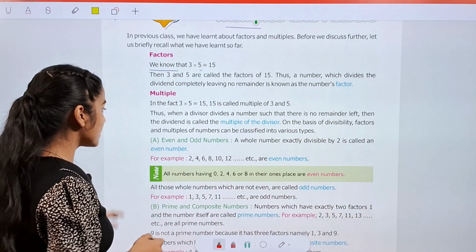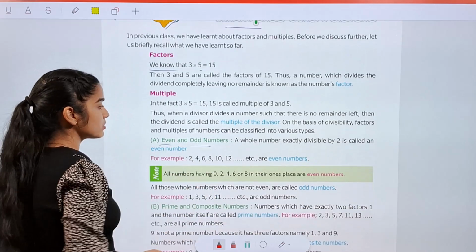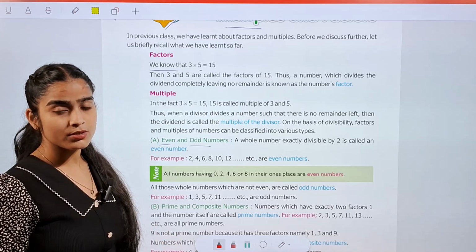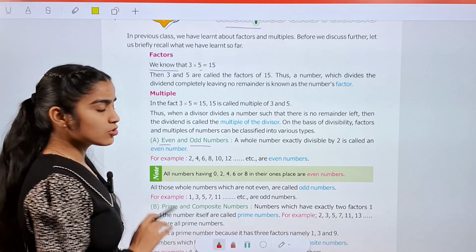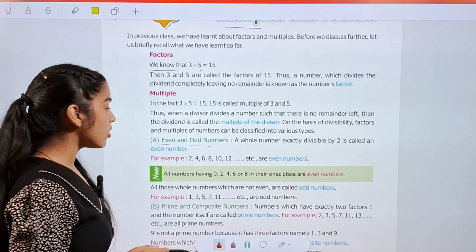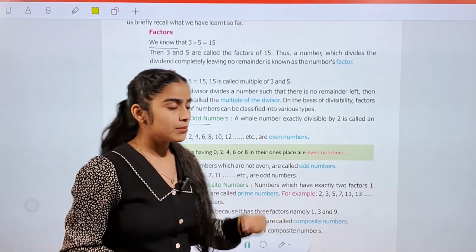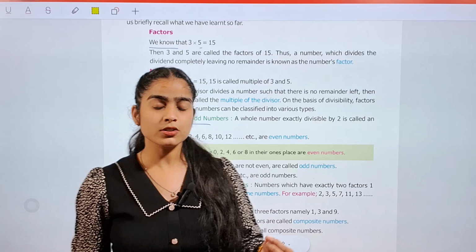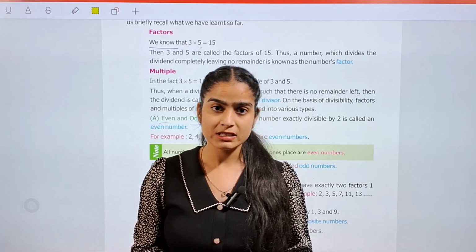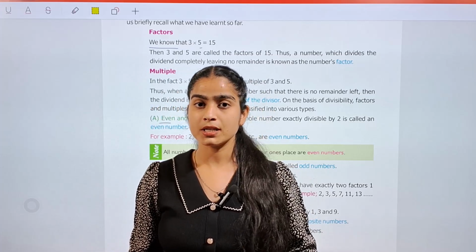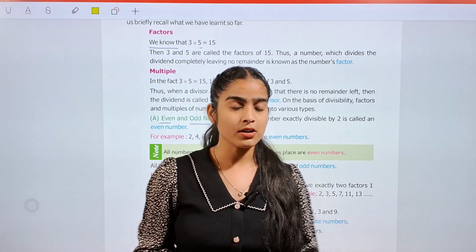So first we have even and odd numbers. A whole number exactly divisible by 2 is called an even number, and a number which is not exactly divisible by 2 is called an odd number. You can also say the numbers which are present in the twos table are referred to as even numbers, and those numbers which do not appear in the twos table are odd numbers.